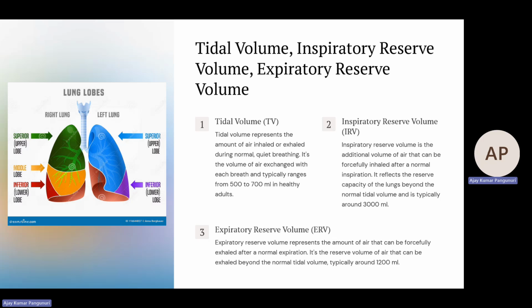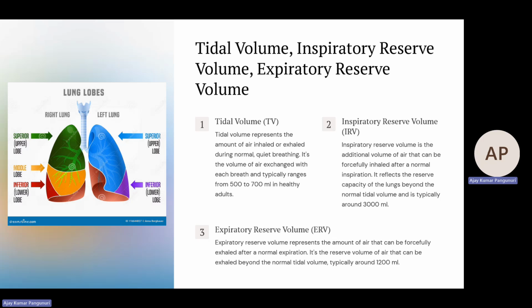Tidal volume, inspiratory reserve volume, expiratory reserve volume. Tidal volume, or TV, represents the amount of air inhaled or exhaled during normal quiet breathing. It's the volume of air exchanged with each breath and typically ranges from 500 to 700 ml in healthy adults. Inspiratory reserve volume is the additional volume of air that can be forcefully inhaled after a normal inspiration. It reflects the reserve capacity of the lungs beyond the normal tidal volume and is typically around 3000 ml.